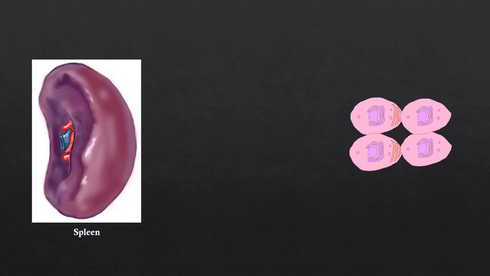The hybridomas are grown in a hypoxanthine, aminopterin, and thymidine medium, which kills cells without the ability to use the salvage pathway. Thus, only hybridomas are left in the cell culture. Once the hybridoma has been created, it can produce monoclonal antibodies for as long as you want it to.